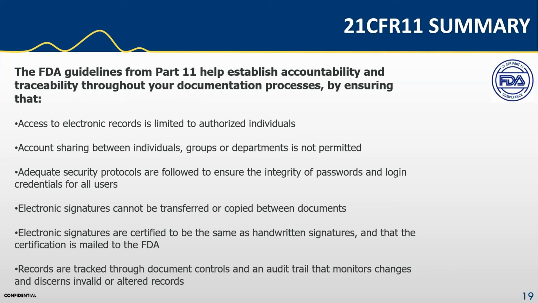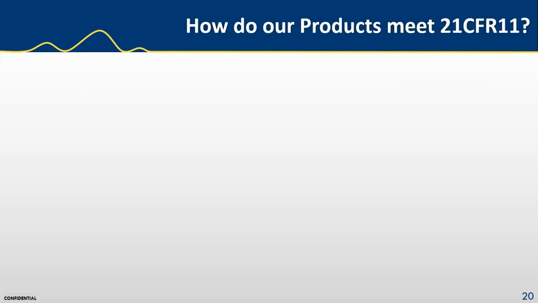So in the summary, we talk about access to electronic records being limited to authorized individuals. Account sharing between individuals, groups, or departments is not permitted. Adequate security protocols are followed to ensure the integrity of passwords and login credentials for all users. Electronic signatures cannot be transferred or copied between documents. Electronic signatures are certified to be the same as handwritten signatures, and that certification is also mailed to the FDA. Records are tracked through document controls and an audit trail that monitors changes and discerns invalid or altered records.